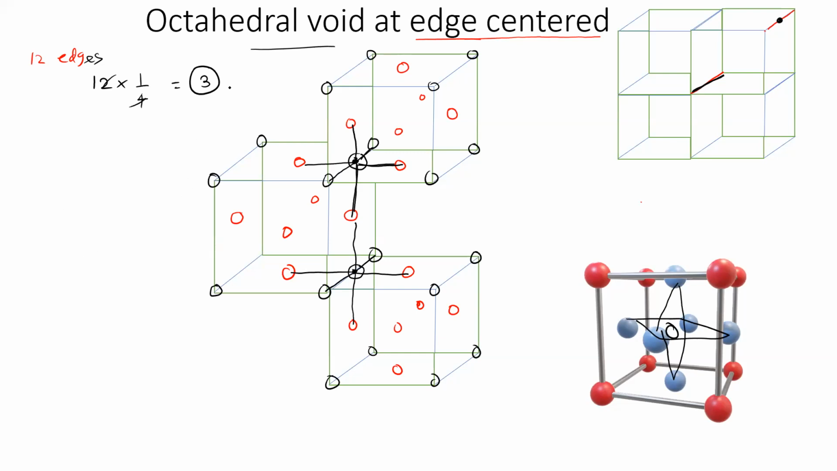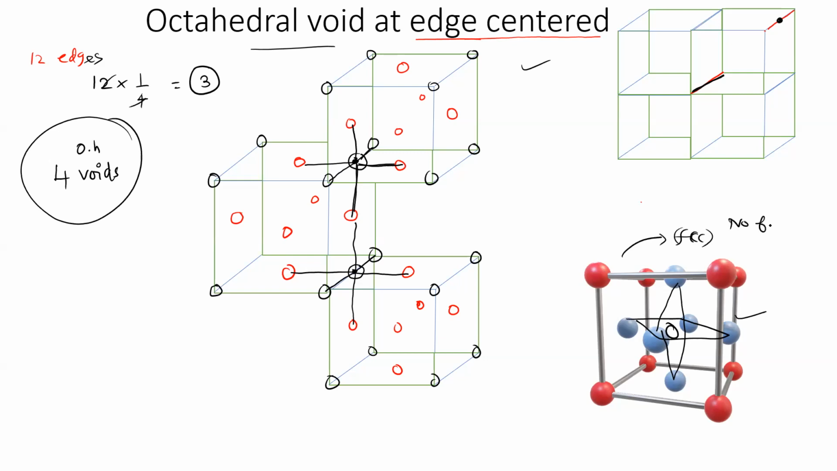So through the edge centers we get 3 voids, then from the body center, that means the face center atoms, 1 void. In total, the number of voids is 4 octahedral voids. If you take n number of atoms, there are n number of voids. Why? Because it is FCC, and FCC means the number of atoms is 4. So 4 atoms, 4 voids. Is that clear?